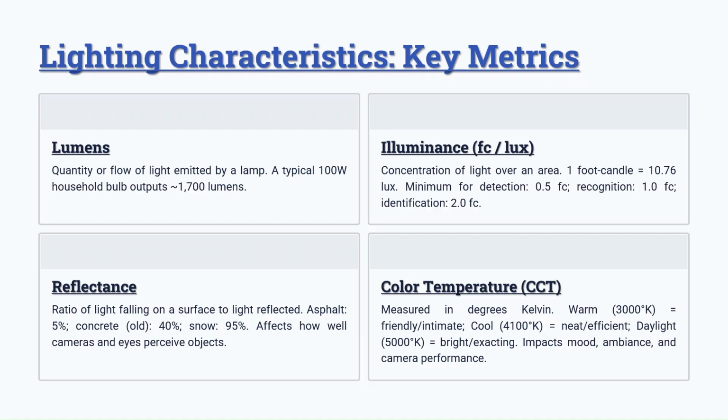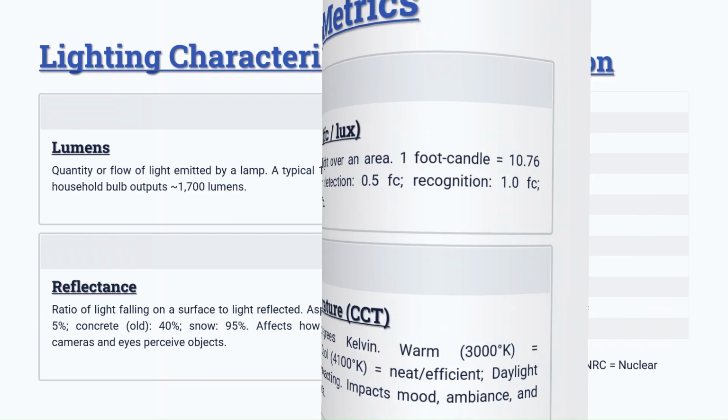Reflectance defines how much light is reflected from surfaces, directly affecting how objects and people are perceived. Color temperature, measured in Kelvin, influences clarity and recognition, with different ranges suited for different environments. These metrics form the foundation of lighting design and must be carefully balanced for optimal security performance.